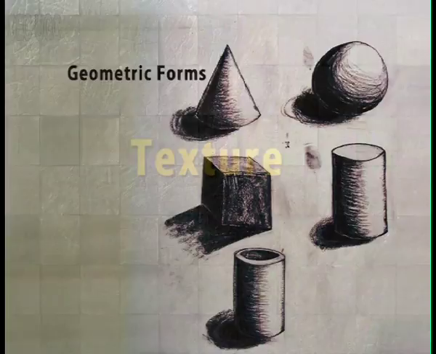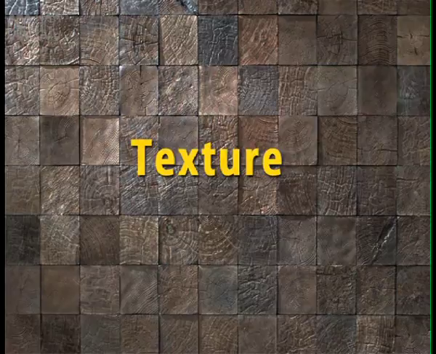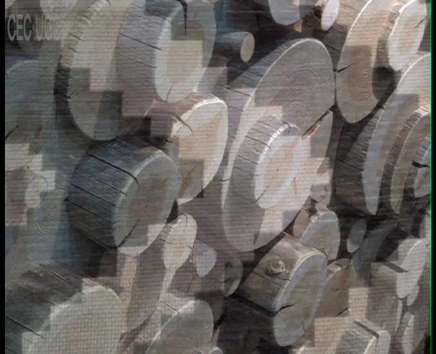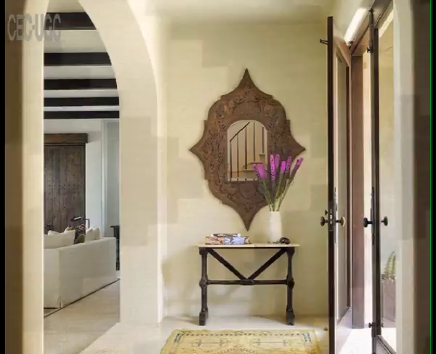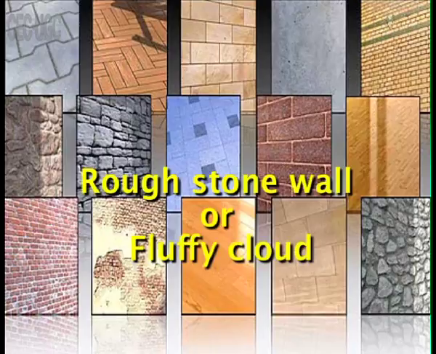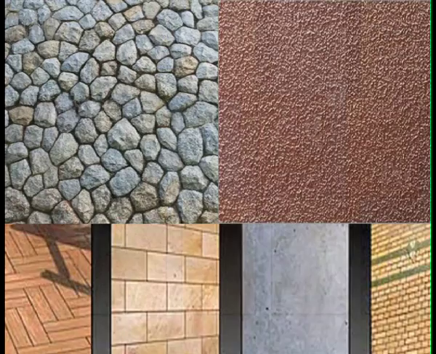Then we have texture. Texture is a general characteristic of a substance or a material. Texture exists all around us. It can be natural, invented, or manufactured. It can also be simulated or made to look or feel rough, smooth, hard, or soft, natural or artificial. Simulated textures, such as a rough stone wall or a fluffy cloud, are made to look and feel like real textures.